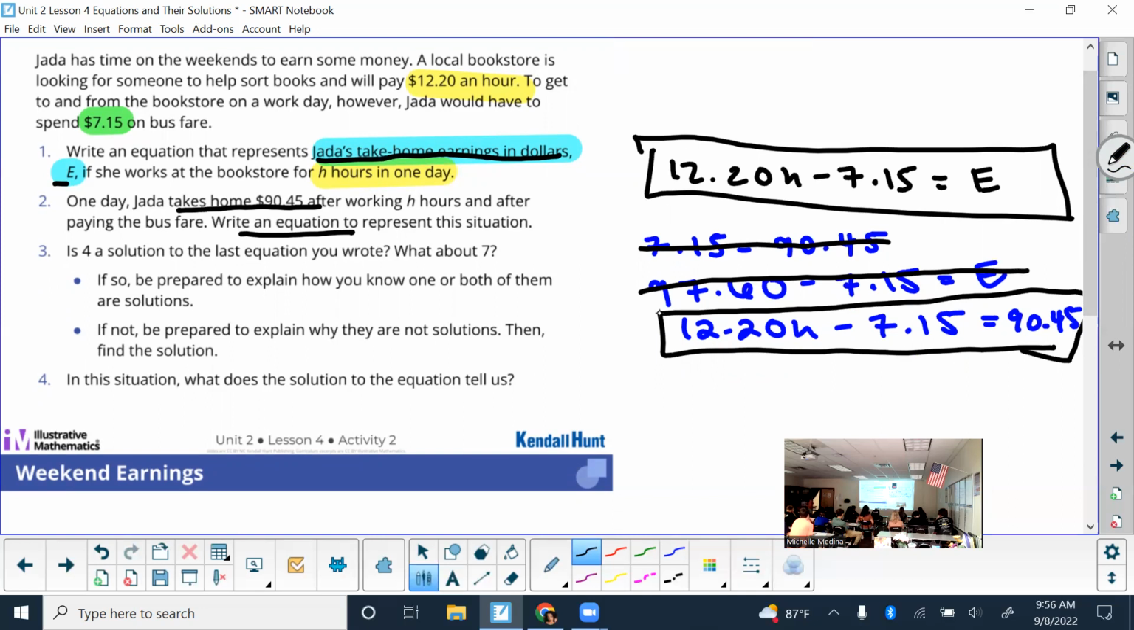All right, next part. Since this is our given equation, we established that this is true. Determine if 4 is a solution, and then if 7 is a solution. If it is, be able to explain how you know. If it's not, also be able to explain how you know. So do that. Try it on your own, and then I'll direct you to share it with me.